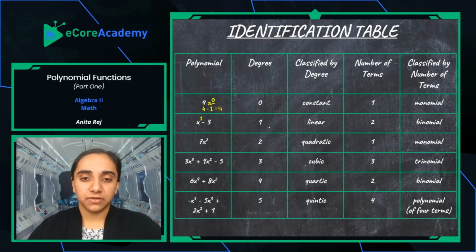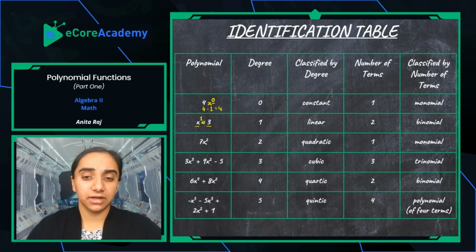Now let's classify it by the degree. Well, if you have an x to the power of 1, it's going to be a linear term. Remember, y equals mx plus b. This looks a lot like that. So you can think of it like the linear terms we've worked with. So this is going to be linear. If we look at the number of terms, well, we see one subtraction sign in here. So the x is going to be its own term, and the 3 is going to be its own term. So there's 2 terms. Remember, like I said, bi means 2. So we're going to classify it as a binomial.